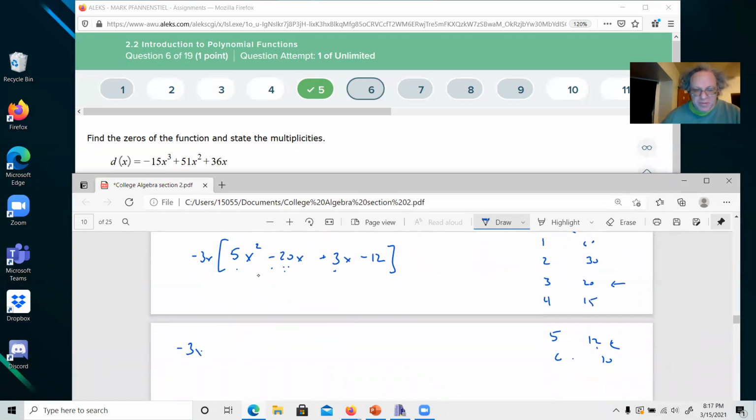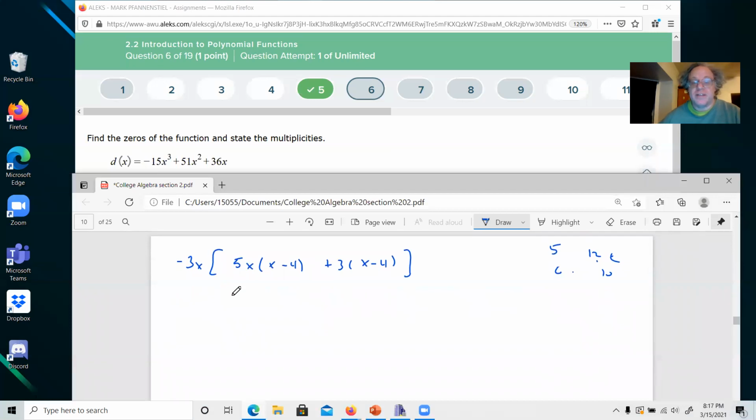Okay, so we have negative 3x. We've got a 5x. What do we have left? We have an x minus 4. And then plus 3. And what do we have left here? We have an x minus 4. Hey, what do you know? Now, this is an important spot.